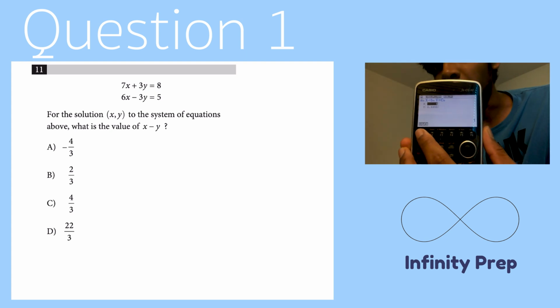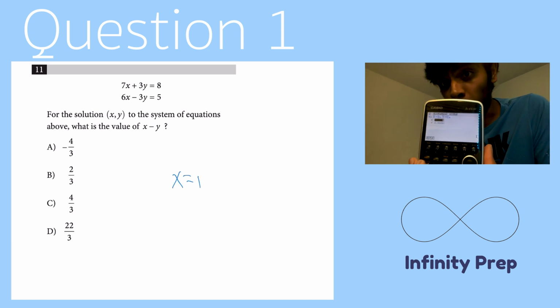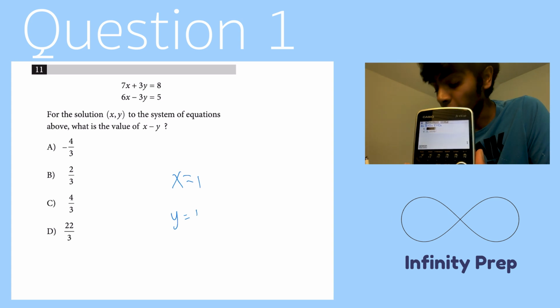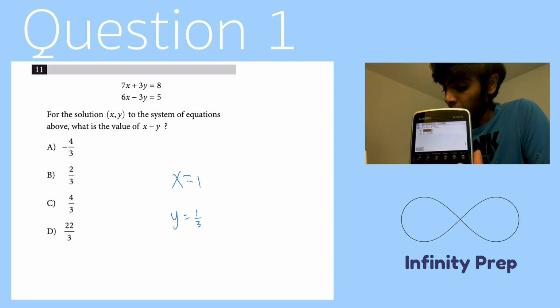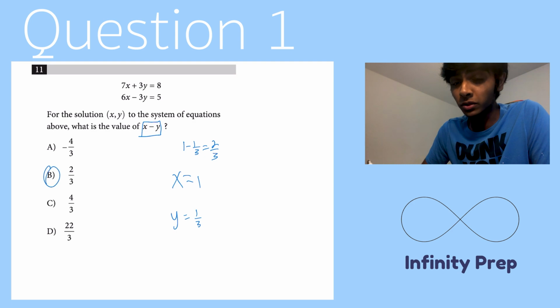And there you go. It gives us that x is equal to 1 and y is equal to 0.33, or 1/3. We'll just say 1/3 to make it easier. And all we have to do now is find x minus y, which is just 1 minus 1/3, which is 2/3. And that's all you have to do to solve this question.